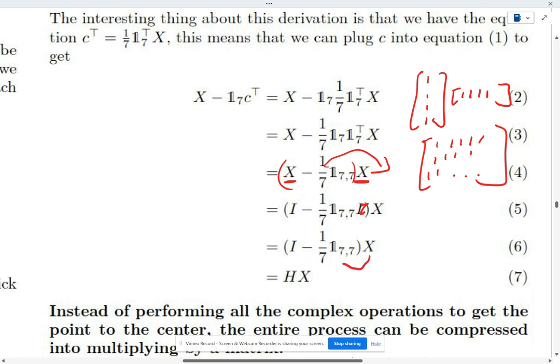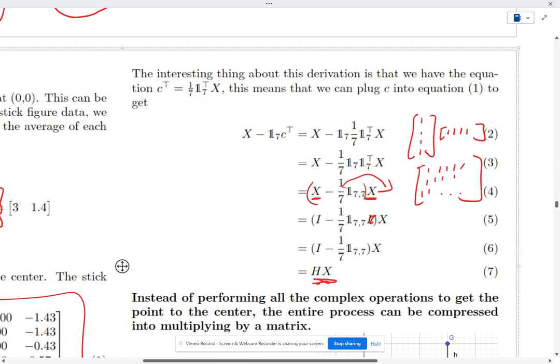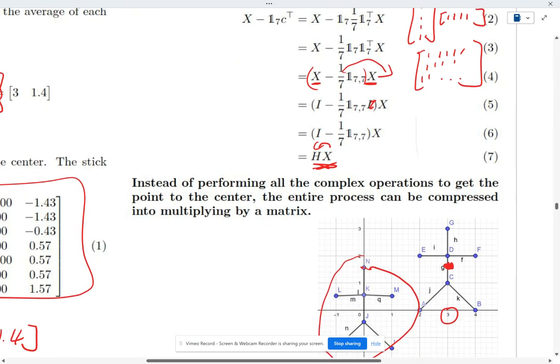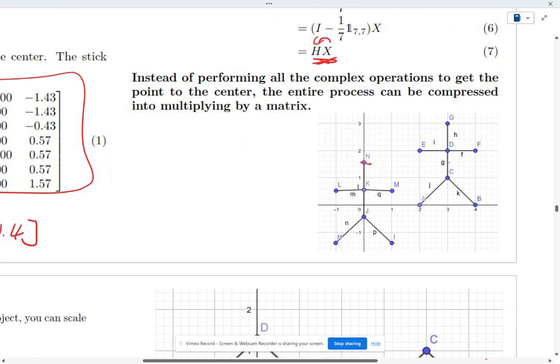Notice it's just x times some matrix that will automatically center the data. And we're going to call this matrix the centering matrix, which historically is H. So H is going to do the centering. So there's actually a way in which you just take X and multiply by some matrix, and it automatically moves the data to the center.